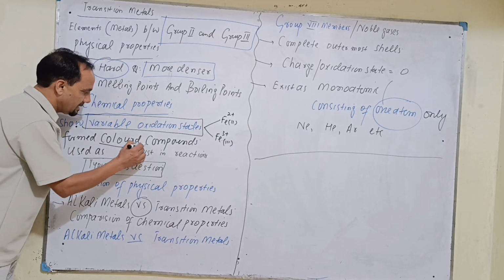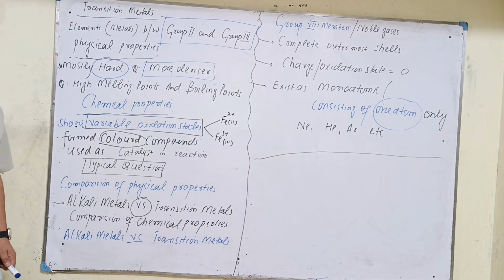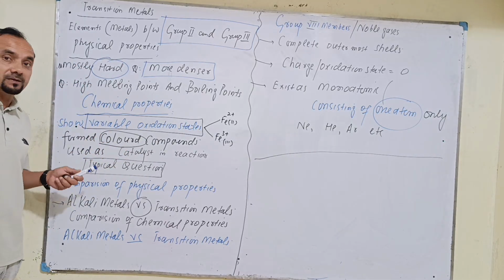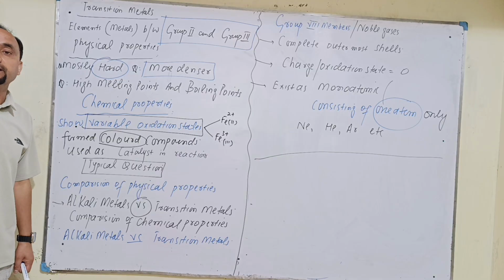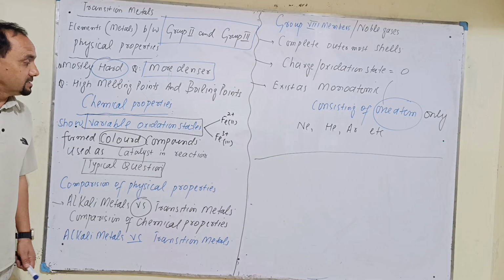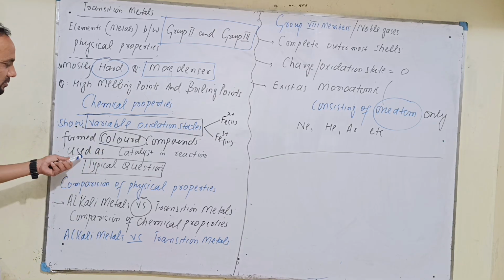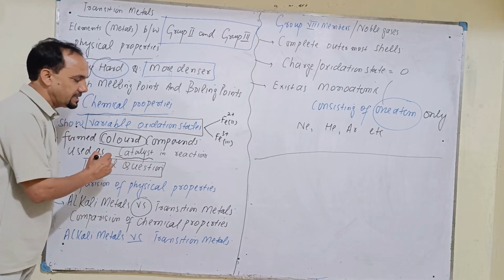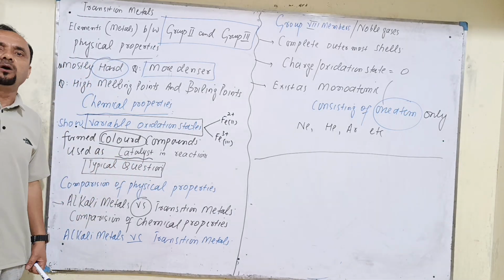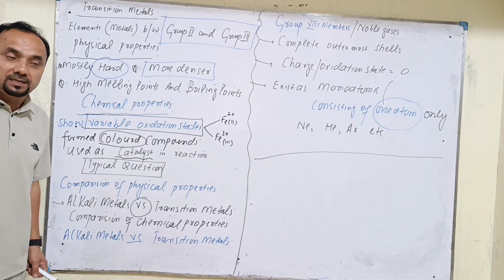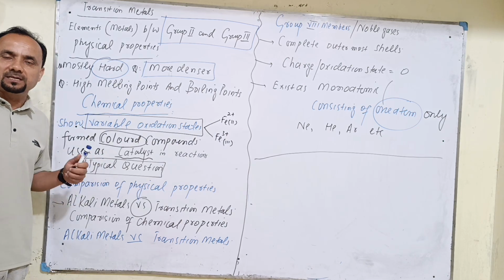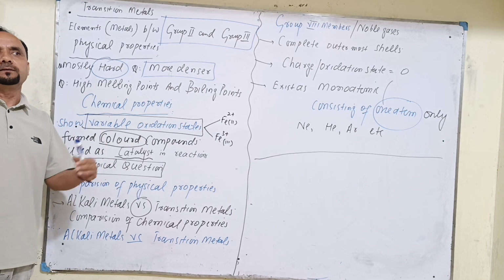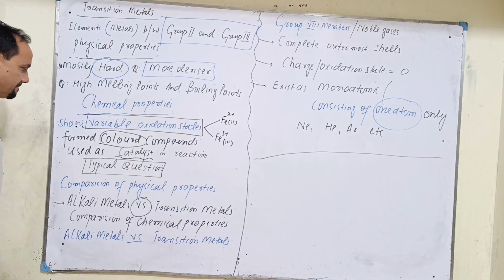They form colored compounds. This is another chemical property of transition metals. The color of the blood is red. There is iron. So they mostly form colored compounds. They can be used as a catalyst. Later we will study the Haber process, contact process. A catalyst is any substance that just speeds up the chemical reaction.